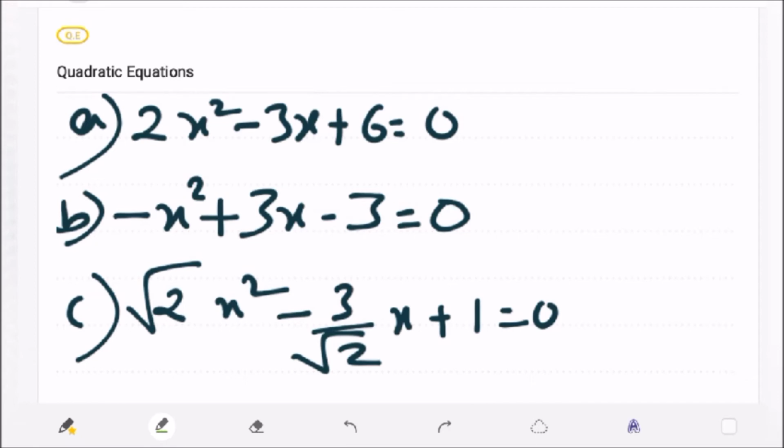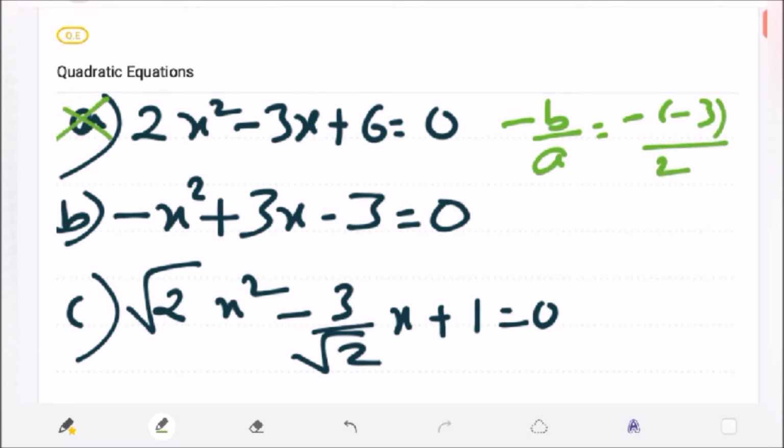Now let's begin with the first one. Here we have 2x square minus 3x plus 6 equals to 0. So b value is minus 3 and a value is 2. So take minus b by a, we will get minus of minus 3 upon 2. This is definitely not equal to 3. So this equation does not satisfy the given condition.